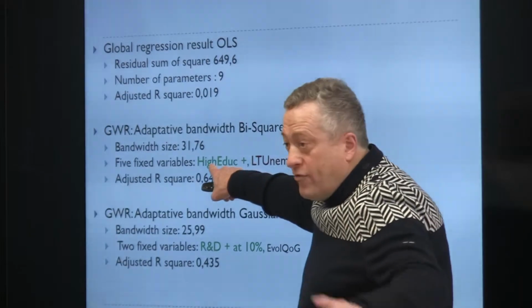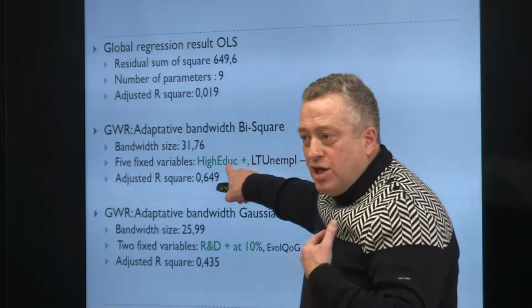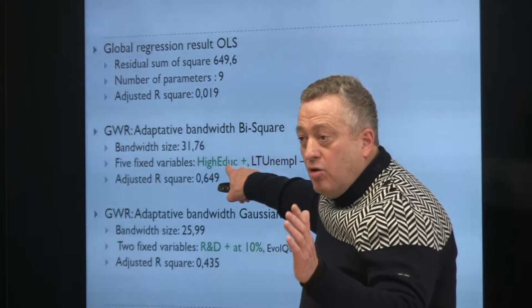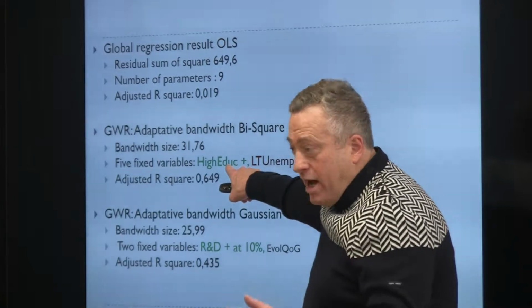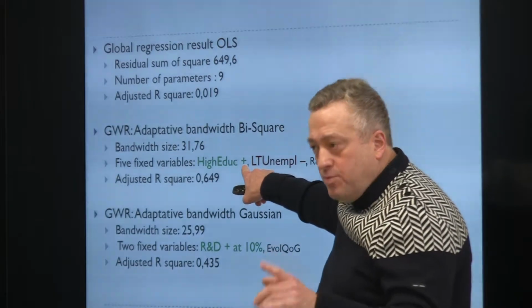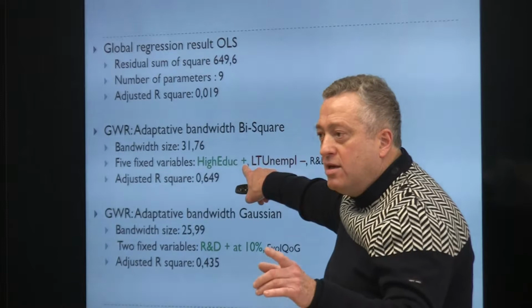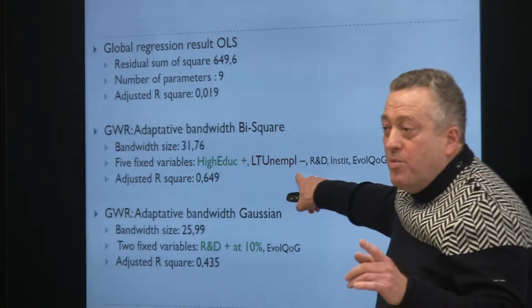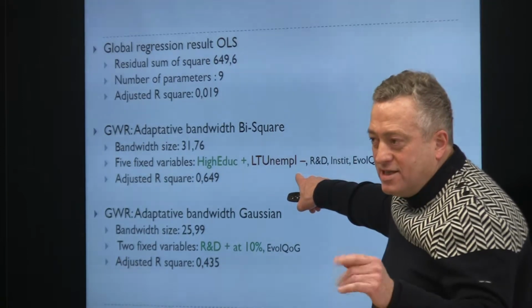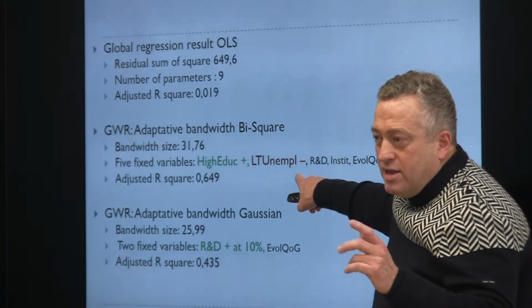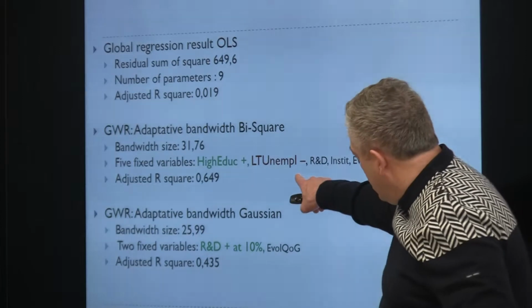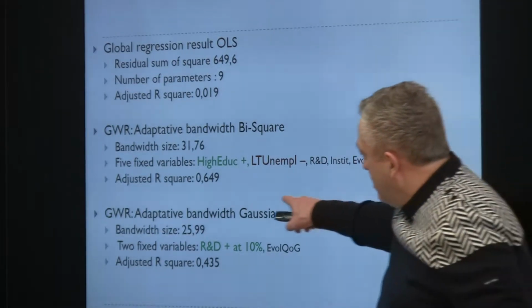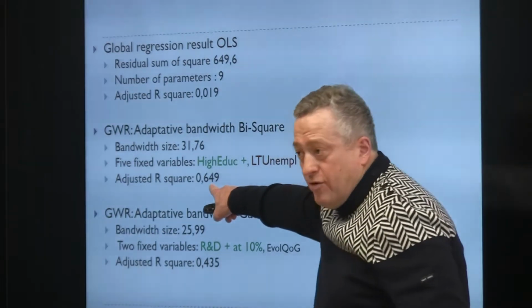You have 5 fixed variables, including high education, that is, they are not locally varying. High education is significant with a plus. High education explains the regional rate of growth. Long-term unemployment is significant with a minus, that is, the higher it is, the lower the average rate of growth. And the adjusted R-square is very high.